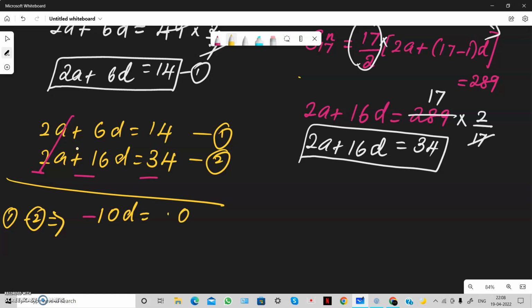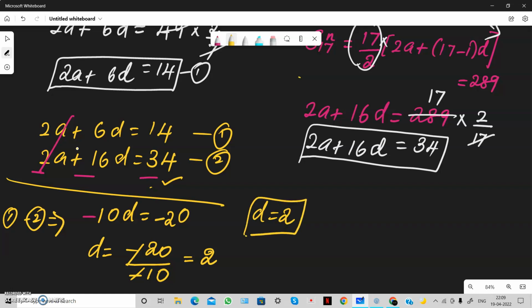So that is 20, and we have to write the negative sign because 34 is the bigger number and it is negative, so our answer should be negative. Now 10D is equal to minus 20. This 10 comes to division, and if you cancel, what do you get? 2. Okay, students. So D is equal to 2.